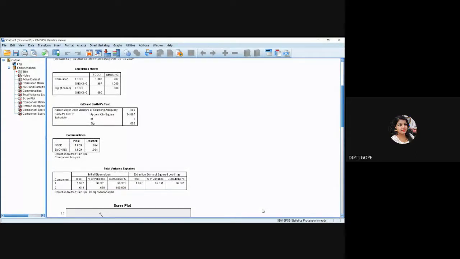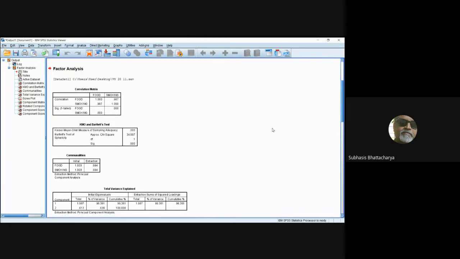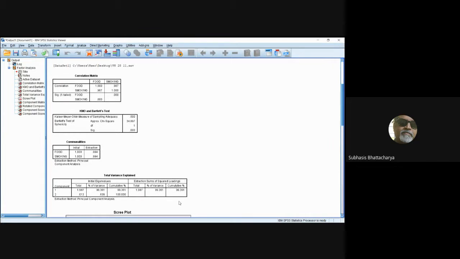Okay. So when I click on OK, this output will be generated, and you know how it is done already in different kinds of SPSS operations. Here the important table is this. In case of such a small data that we are dealing with, the important table is this. There are two components.